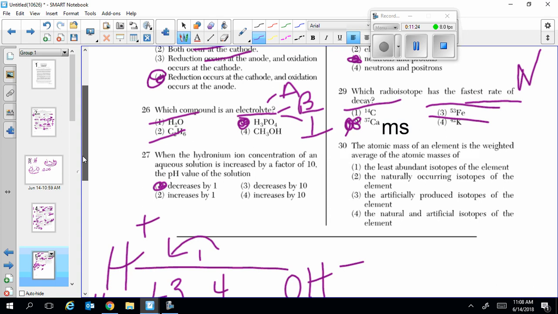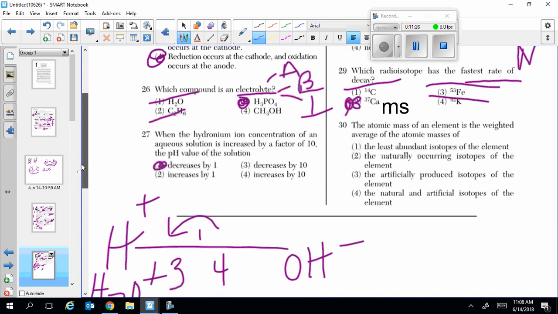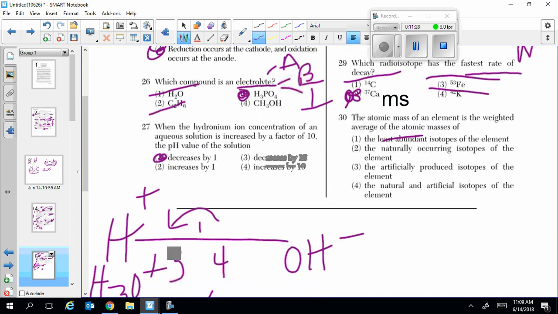The atomic mass of an element is the weighted average of the atomic masses of... Well, I don't want the least abundant. I want the naturally occurring isotopes. I want all the naturally occurring isotopes of an element. I don't want artificial at all.